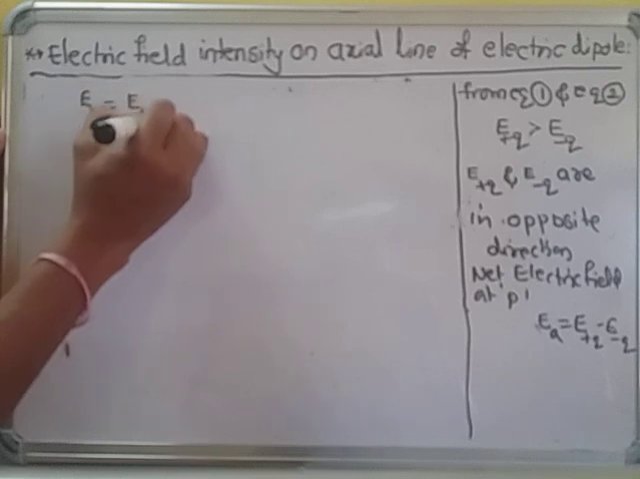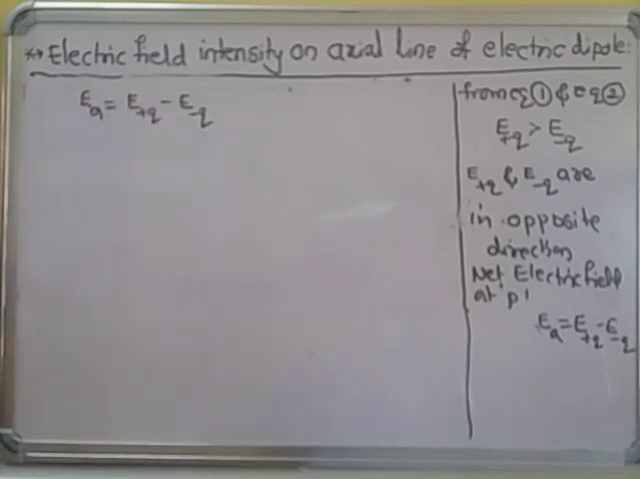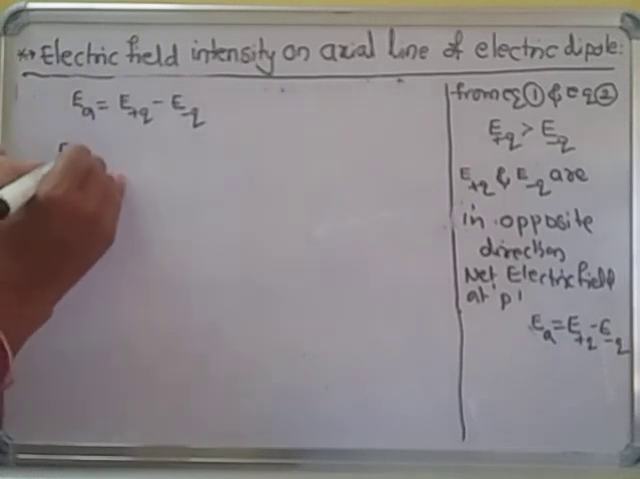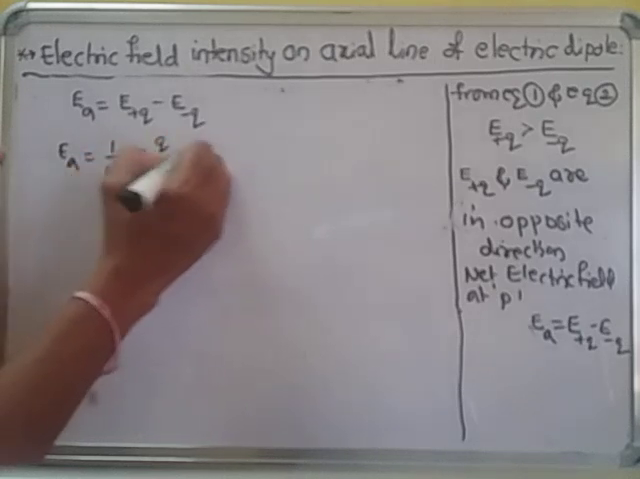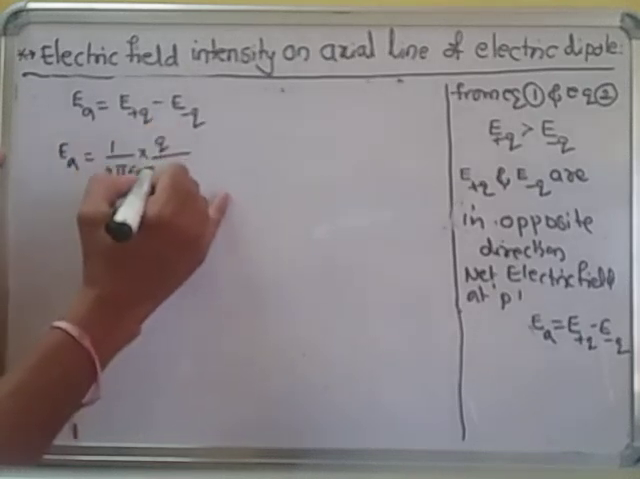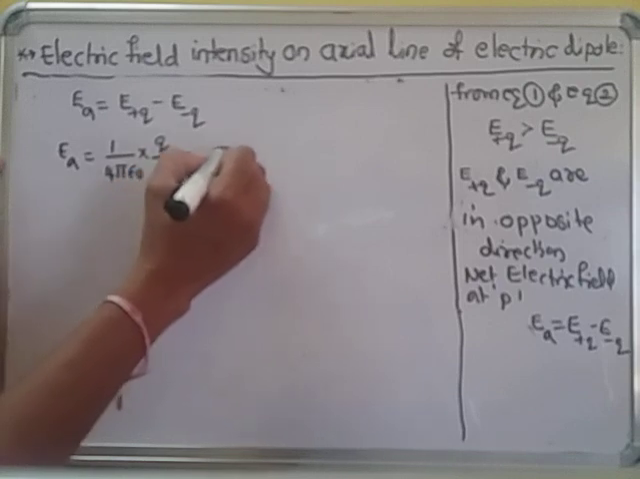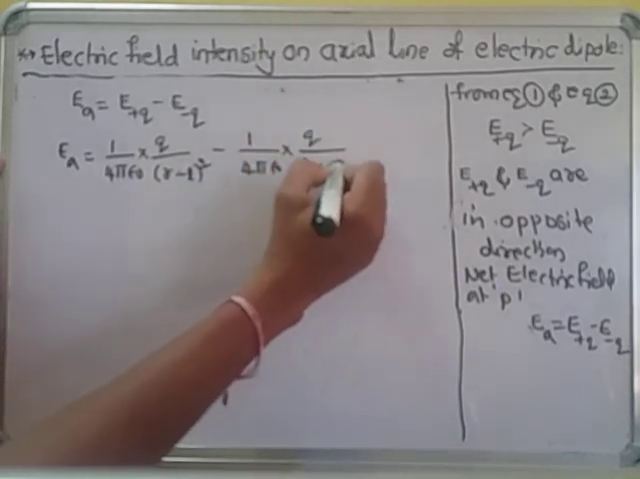Yes, we got the formula for net electric field intensity on the axial line: E plus Q minus E minus Q. Why are we writing the minus? Because electric fields are in opposite direction. To find out the net electric field, we must subtract. And now here we can substitute the values. Electric field intensity due to plus Q charge is 1 by 4 pi epsilon naught into Q by R minus L whole square, and 1 by 4 pi epsilon naught into Q by R plus L whole square.